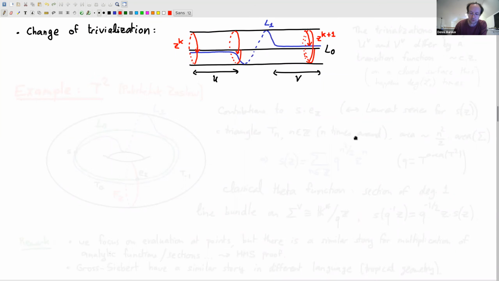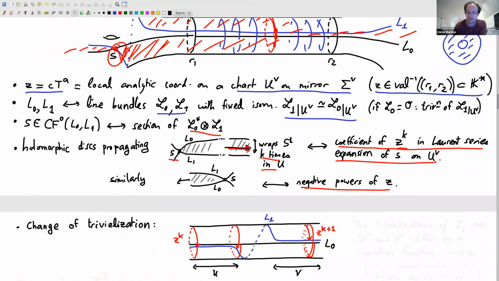Oh, one more thing, sorry, in relation to that. You might ask, well, but why did we have to choose a trivialization? I don't like trivializations of bundles. Well, the answer is you can change trivialization. How do you change trivialization? So first, you can change trivialization by a constant factor, by just letting L0 and L1 temporarily diverge from each other, but then come back, without any actual twisting or anything.